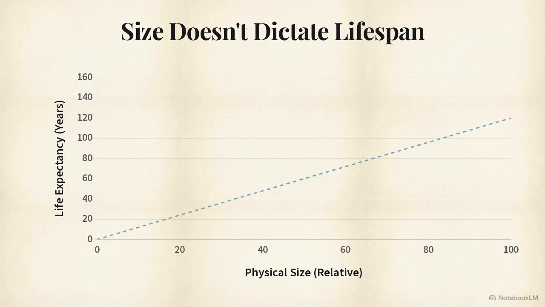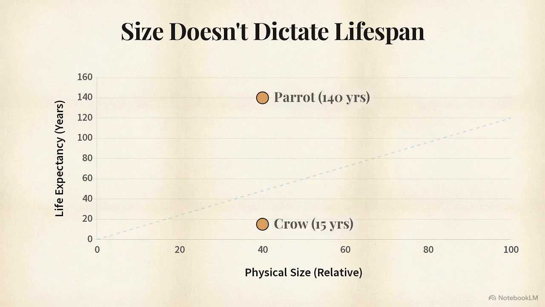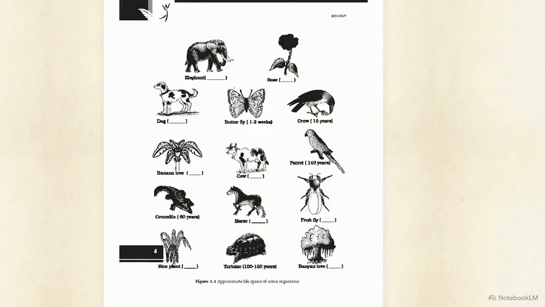It's intuitive to assume larger organisms outlive smaller ones, but plotting a crow and a parrot breaks that assumption. Despite similar dimensions, they land on opposite ends of the vertical axis. The lifespan gap is massive. The crow lives roughly 15 years, while the similarly sized parrot can survive up to 140 years.